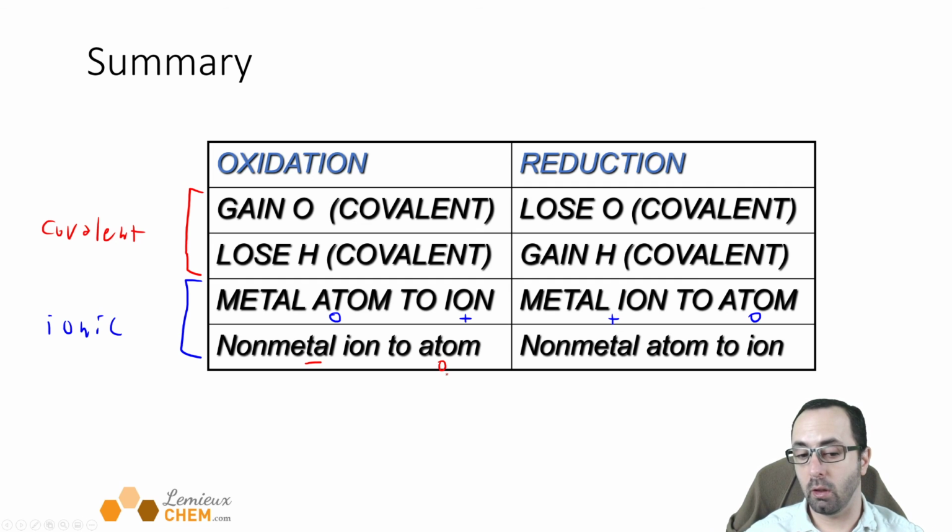So the charge is going up because it's losing electrons. That's oxidation. However, if a nonmetal atom with no charge becomes a nonmetal ion with a negative charge, the charge is going down because electrons are being gained, and so you have reduction. And so this is the final summary for the oxidation and reduction.